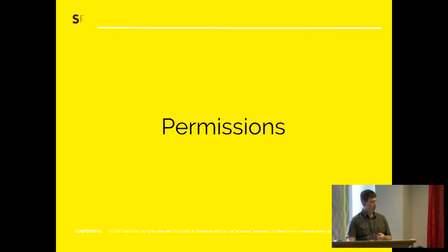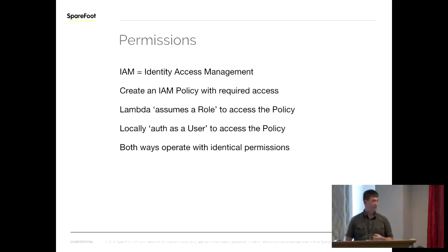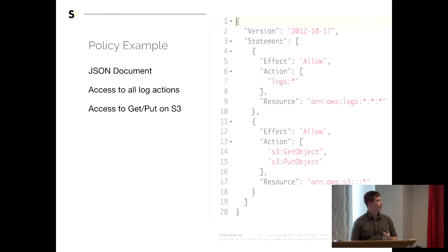All right, next is permissions. This is where we're back into identity and access management with Amazon. So the concept is you have a policy in Amazon, and the policy is a JSON document, and we want to inherit from that policy both when we run locally and when we run on Lambda. So we're going to go into that. The policy document looks like this.